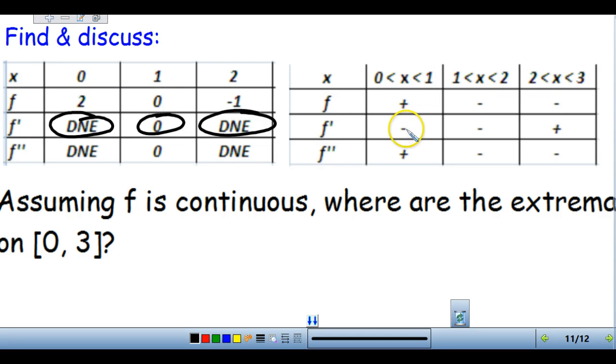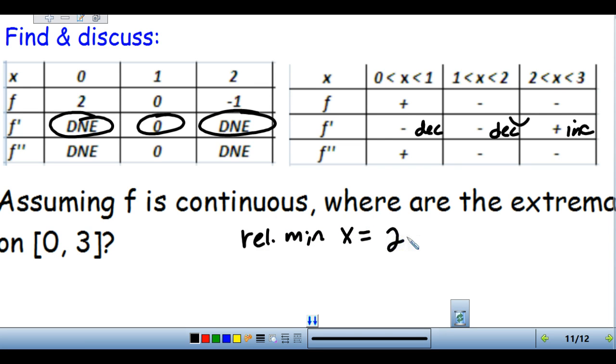So let's try to check out and see what's happening at these values. So from 0 to 1, the first derivative is negative, so that would mean the original function's decreasing. So if the function's decreasing and then decreasing, 1 isn't going to be a min or a max. But if it's decreasing from 1 to 2, and it looks like the original function would be increasing from 2 to 3, then there is a relative min at x equals 2. So we can make the conclusion that there is a relative minimum at x equals 2.